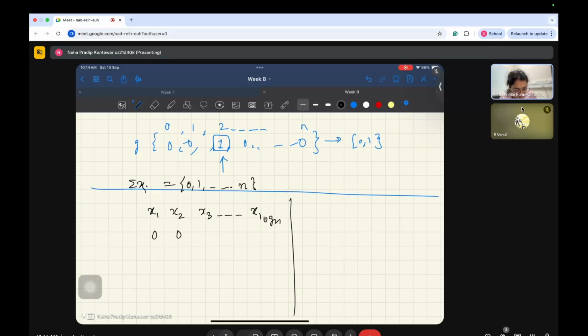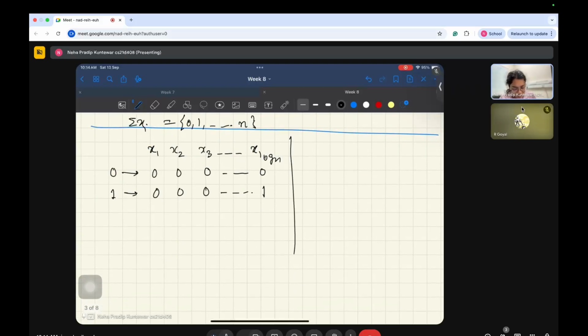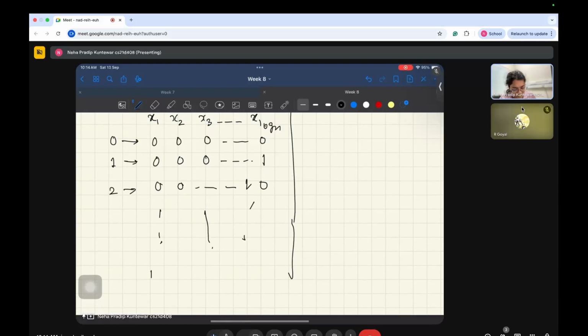When all are 0, this represents the decimal value 0. So if I write 0001, then this represents the decimal 1. If I write 0010, this represents the decimal 2, and so on. So when I write all ones, this will be 2 to the n minus 1.